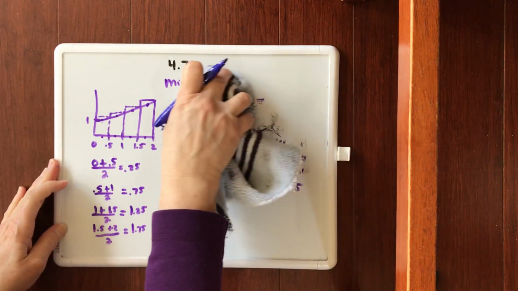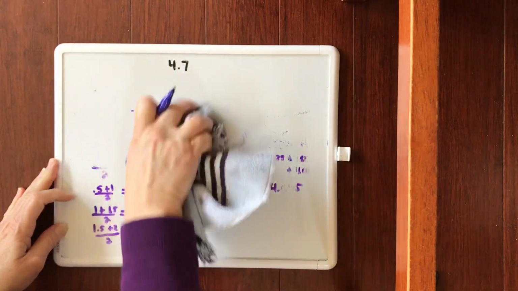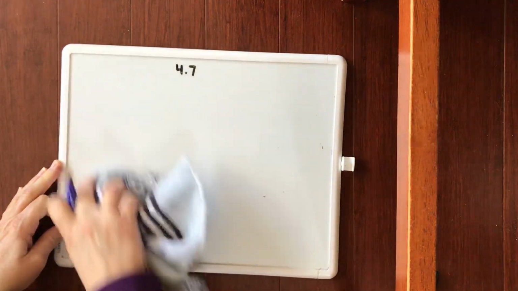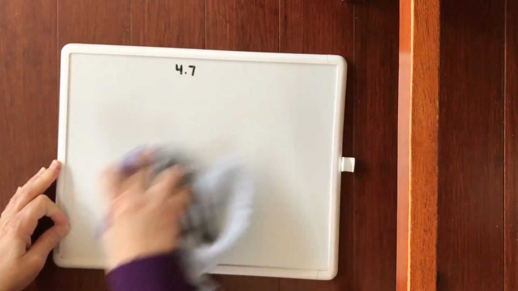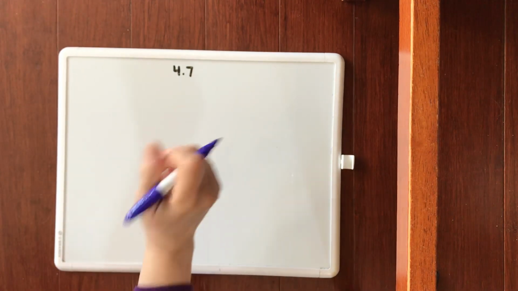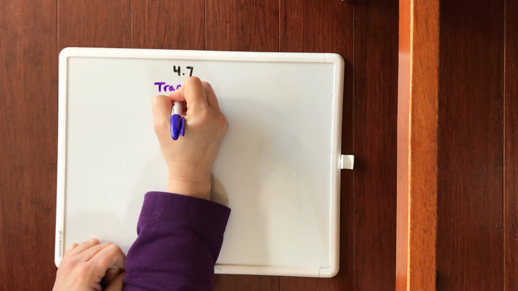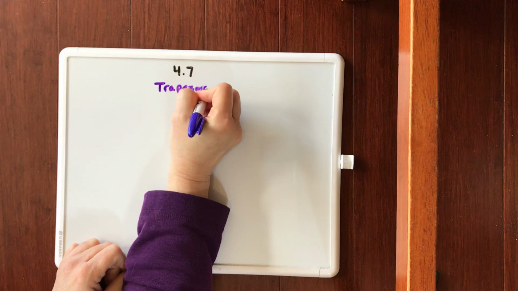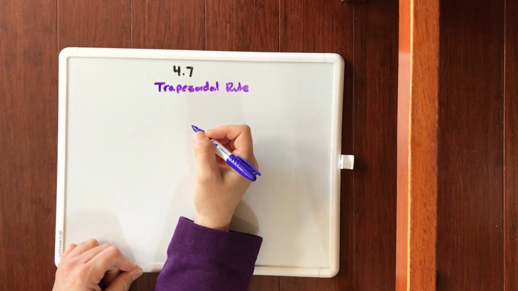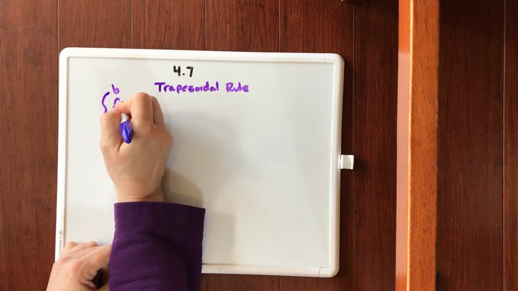This next rule is called the trapezoidal rule. Okay, so kind of what you expected. I'm not going to draw the pictures out, but using trapezoids to figure out the area under the curve instead of rectangles. Okay, trapezoidal rule. And again, we're going from the integral of a to b, f of x dx.